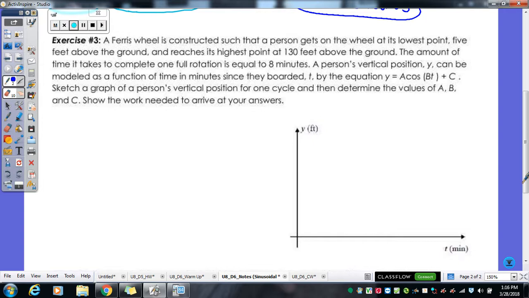So exercise number 3, we got a Ferris wheel is constructed such that a person gets on the wheel at its lowest point, which is 5 feet above the ground, reaches its highest point of 130 feet above the ground. The amount of time it takes to complete one full rotation is 8 minutes. That means it goes from the low up to the top, back down to your low. That takes 8 minutes. A person's vertical position, y, can be modeled as a function of time in minutes since they boarded by the equation given here. Sketch a graph of a person's vertical position for one cycle and then determine the values of A, B, and C. Show the work needed to find your answers.